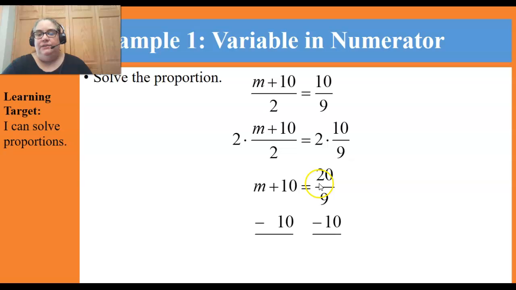Again, I'm going to use a scientific calculator, a calculator that deals with fractions, to do this. You could use your Desmos calculator, you could use the TI-30XS, whatever calculator you have. And we're going to get m equals negative 70 over 9. When you take 20 over 9 minus 10, that's negative 70 over 9. So again, this is where a scientific calculator that deals with fractions can come in handy.